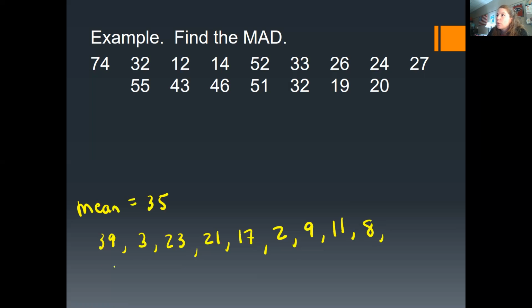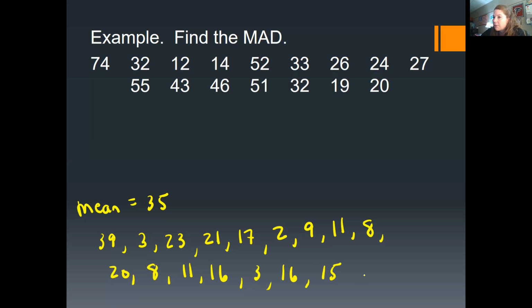55 minus 35 is 20. 43 minus 35 is 8. 46 minus 35 is 11. 51 minus 35 is 16. That was 51, right? 35 minus 32 is 3. 35 minus 19 is 16. And 35 minus 20 is 15. So that's 16 differences.